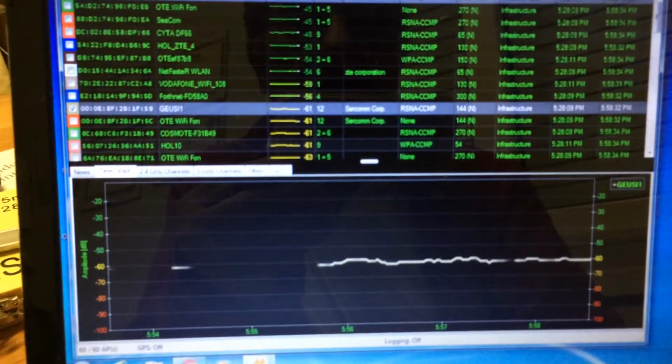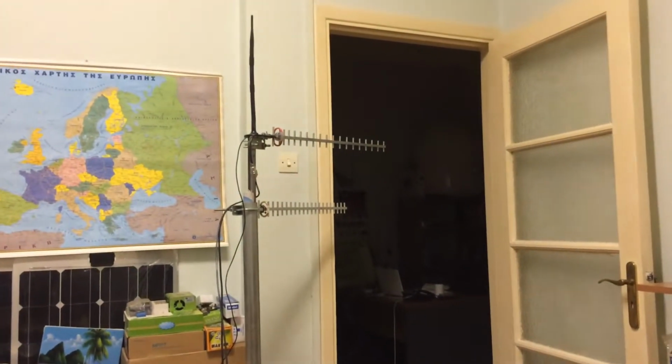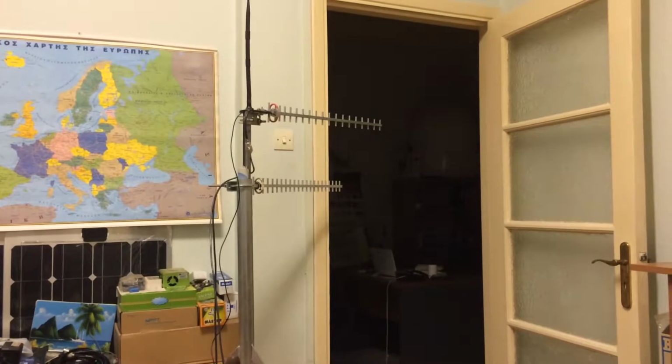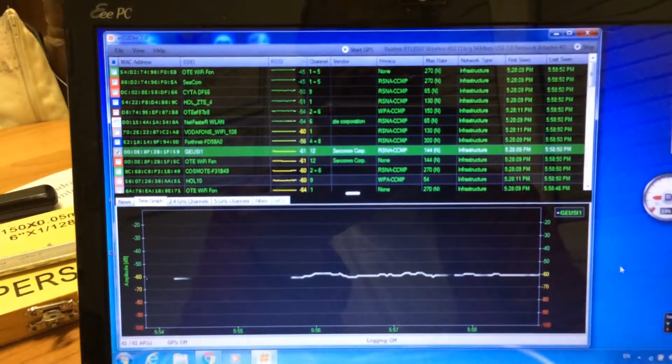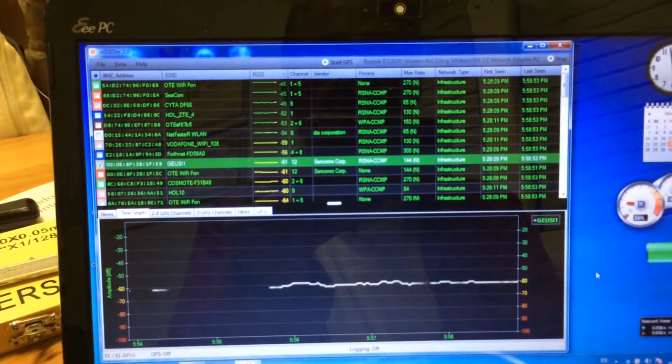The only thing I'm not pleased with is that the above antenna has a good SWR, where the below antenna does not have a good SWR. So let's check out now the SWR on the above antenna, and then we'll go to the below antenna.